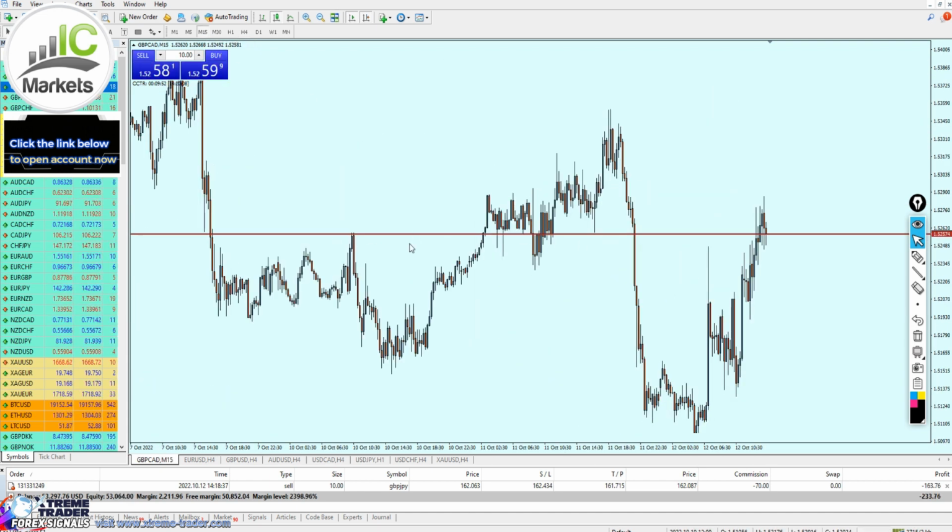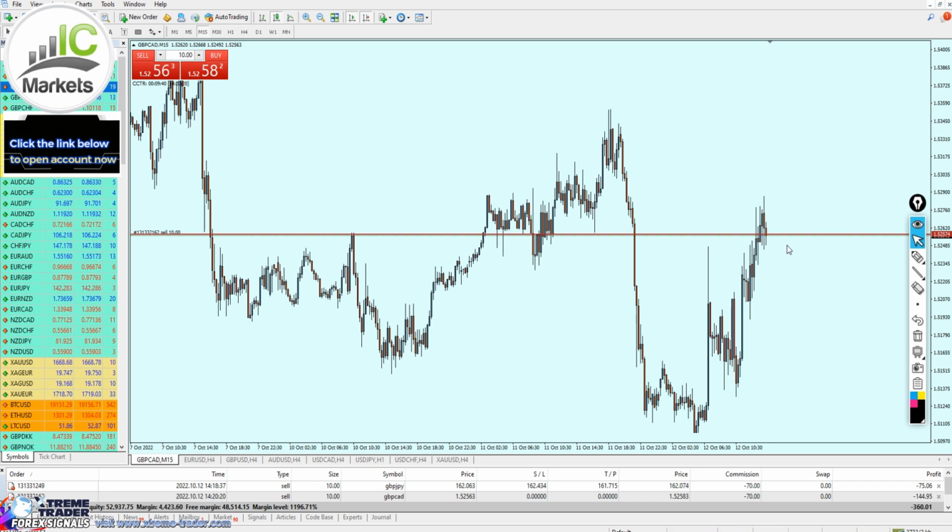Again, this is the entry I'm seeking. Check this out. This is the peak of the resistance, which was previously a support, and right now we can see that the market is indeed respecting that level of a resistance. Therefore, this is exactly where you want to place your sell order.